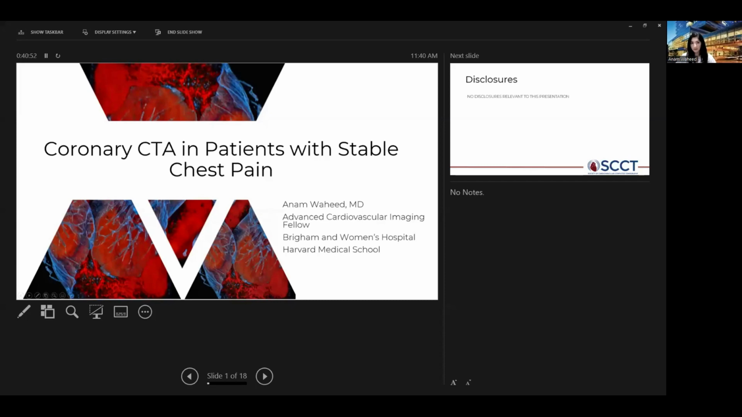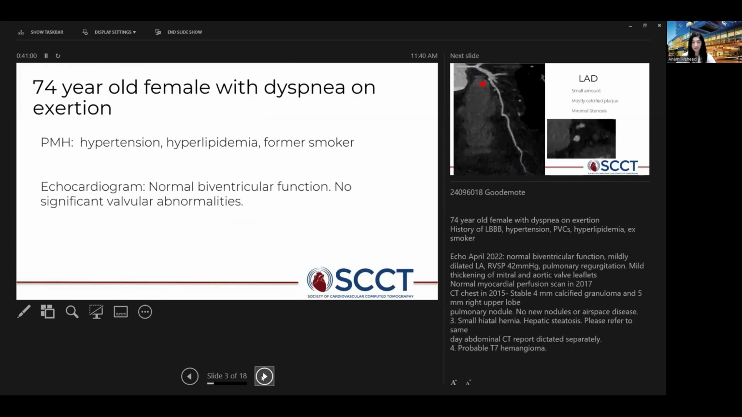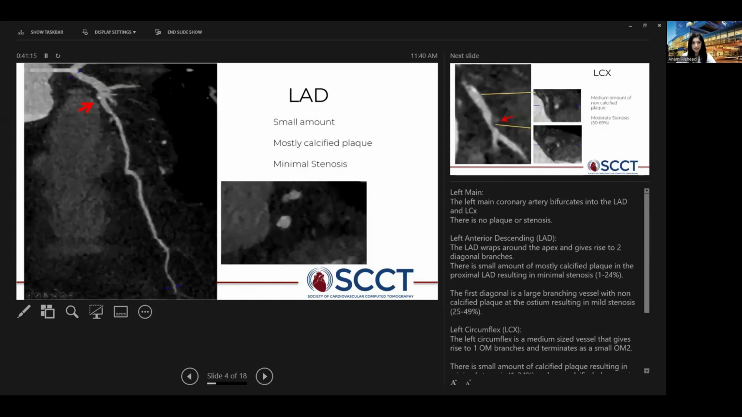So I'm going to be presenting coronary CTA cases in patients with stable chest pain. I have no relevant disclosures. And my first case is that of a 74-year-old female with dyspnea on exertion. She had a past medical history of hypertension, hyperlipidemia, prior smoking history. The only imaging we had was a normal echocardiogram. And so she was referred for a coronary CTA.